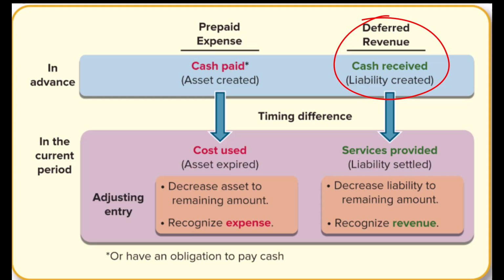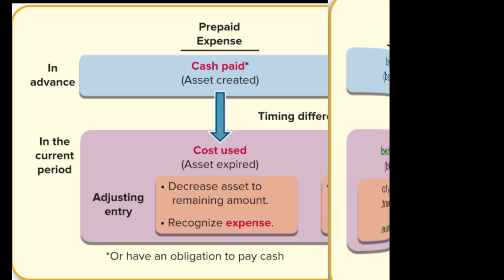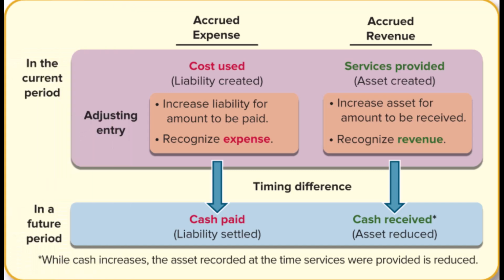The initial transaction creates a liability. Then, at the end of the period, as we provide the service, we need an adjusting entry to decrease the liability, and finally, recognize the revenue we've earned. Now for our second category, accruals. This is when cash flows occur after the revenues and expenses are recognized.